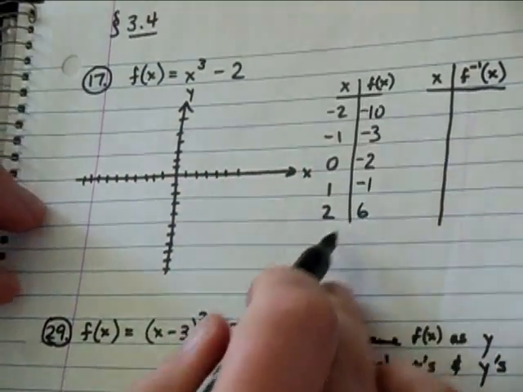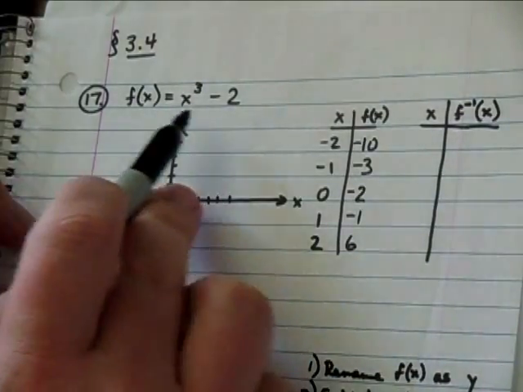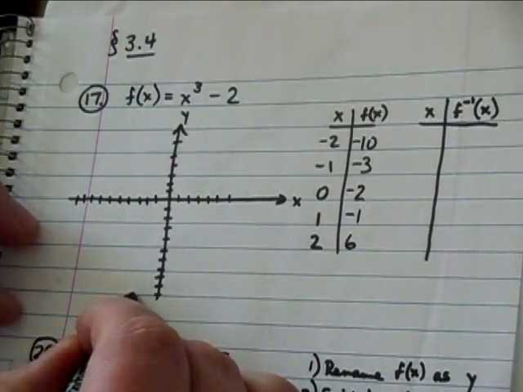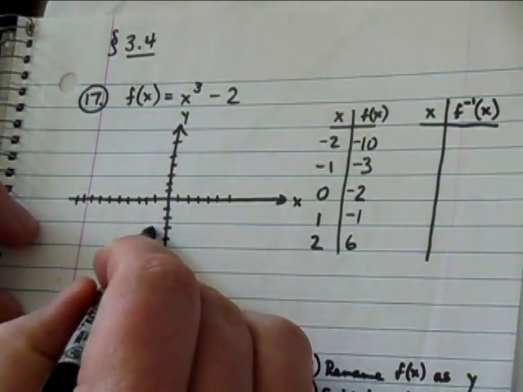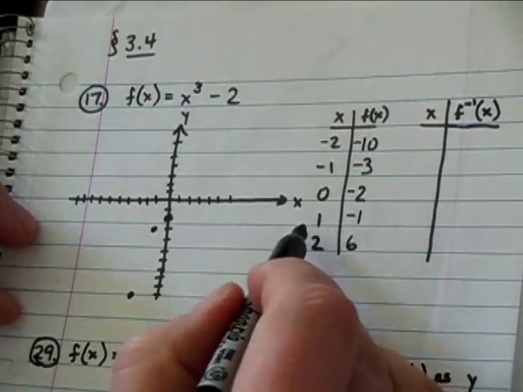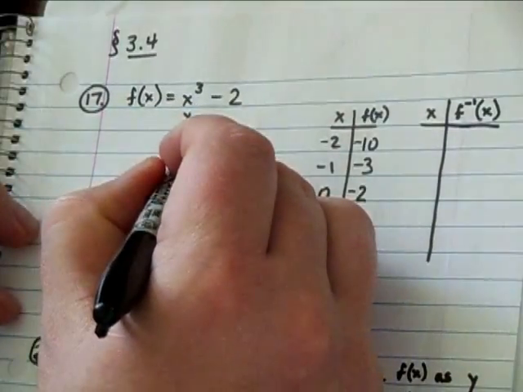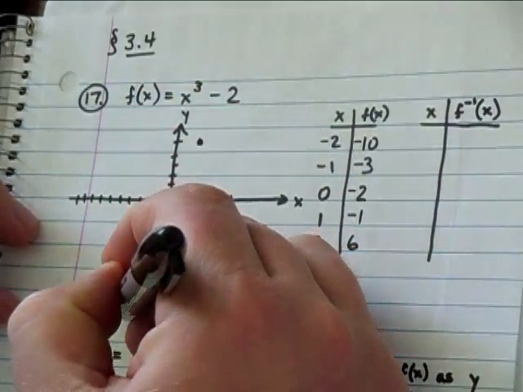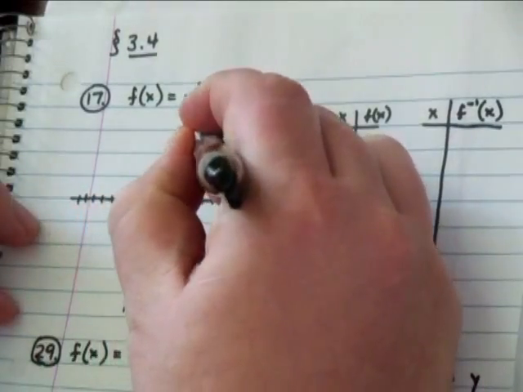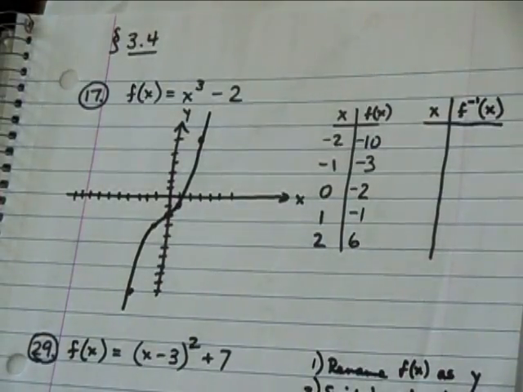So I can plot these points on my graph over here to get an idea of what the shape of this graph will look like. So I've got -2, -10, -1, -3, 0, -2, 1, -1, and 2, 6. So my graph is going to kind of have this sort of snaky looking shape to it. Now, that's the graph of the original function.